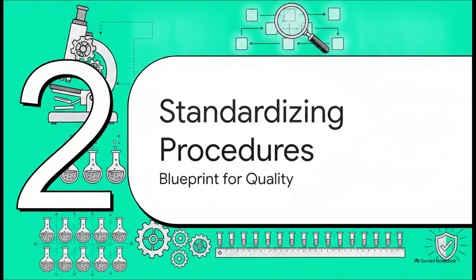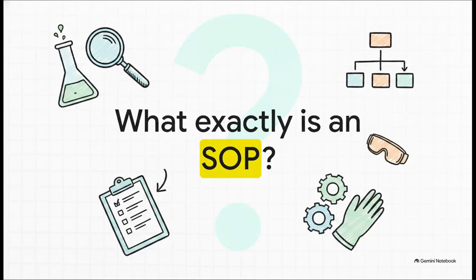Moving right along to Section 2, standardizing laboratory procedures. This is our blueprint for quality. If QMS is the macro view, we now need to zoom into the micro view, the rigid rules that keep a lab running day in and day out with absolutely zero variation. If you've spent any time in a regulated lab environment, you know these three letters. But let's pose that classic Viva question that always seems to pop up. What exactly is an SOP?